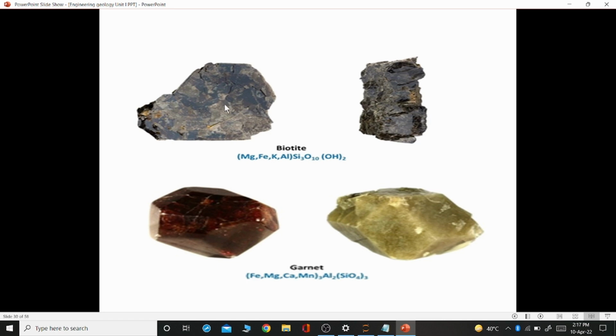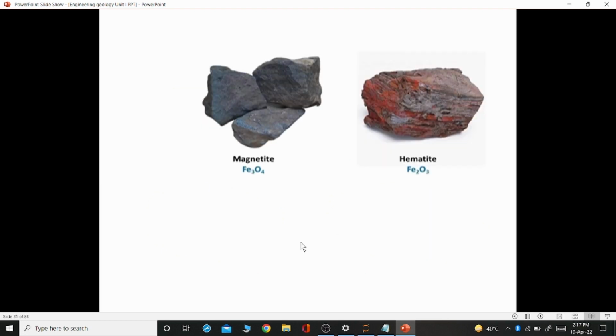These are biotite, that is magnesium, ferrous iron, potassium, aluminum in combination with silicon oxides. Garnet: iron, magnesium, calcium in combination with aluminum silicon oxide. Magnetite and hematite.